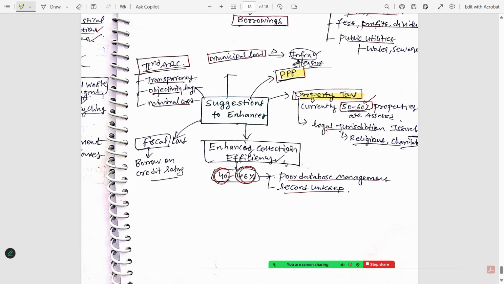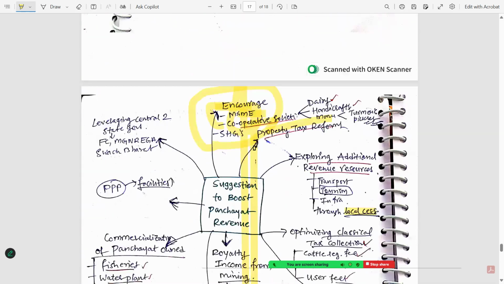And also efficiency. The problem is that data is not available in urban areas. How much area is there? How much tax? How many people? Those numbers are missing. If the numbers are missing, proper planning will not be there. So we can improve planning-related things. These things can be done to improve the efficiency of ULBs.